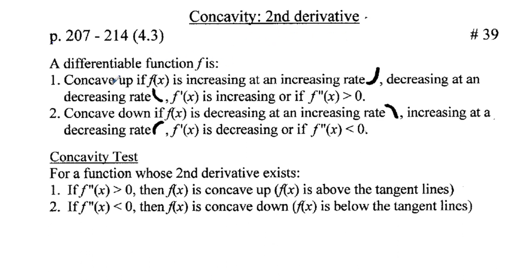A differentiable function is concave up if f prime of x is increasing at an increasing rate. And here we have a little piece of a curve decreasing at a decreasing rate. Here we have another piece of curve, f prime of x is increasing, or if f double prime of x is greater than 0. I'm going to make a little chart. And concave down if f of x is decreasing at an increasing rate. Here we have this little piece of curve increasing at a decreasing rate, a little downward curve, f prime of x is decreasing, or if f double prime of x is less than 0.